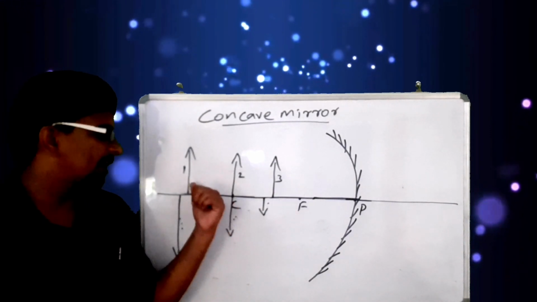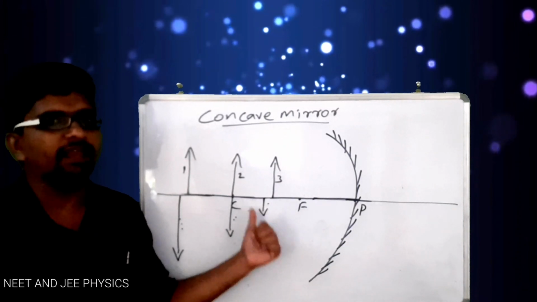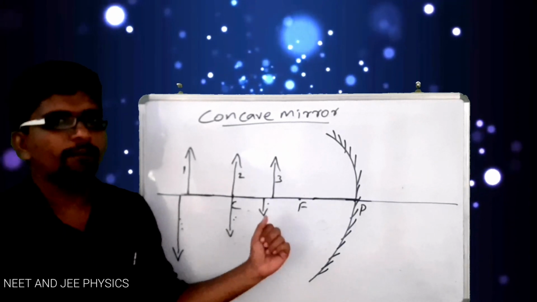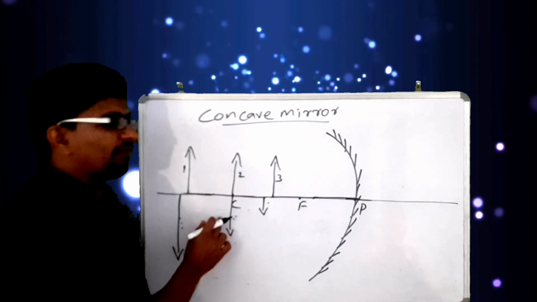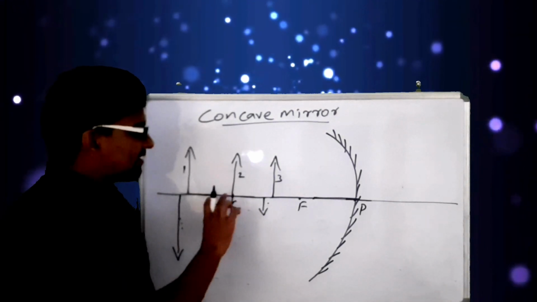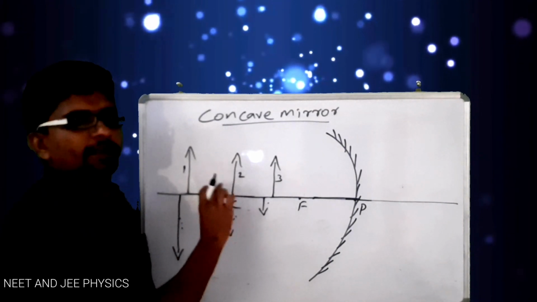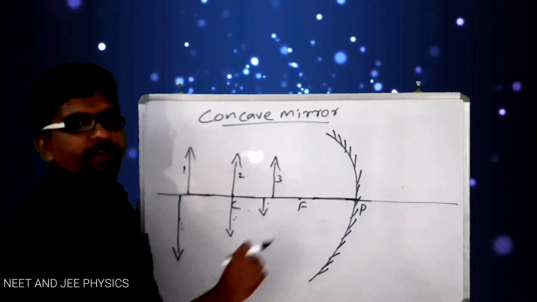See, if we place the object here beyond C, we will get a diminished, real and inverted image. Its magnification value is less than 1, but the sign of the magnification is negative. In this case, magnification is 1, but that is negative. The size of the image is the same as the object. That's the specialty of this position. And this image is also real and inverted.